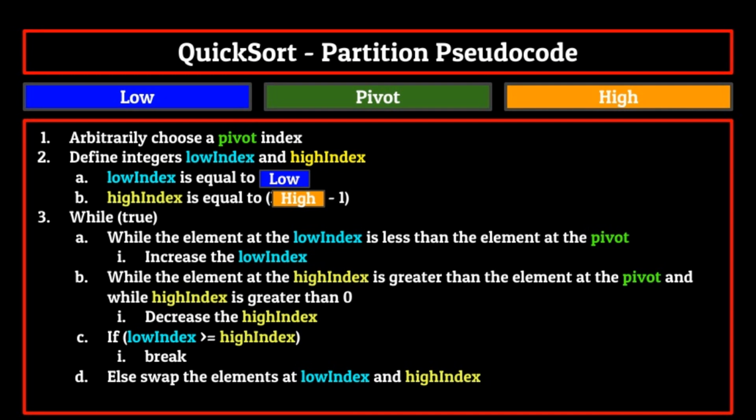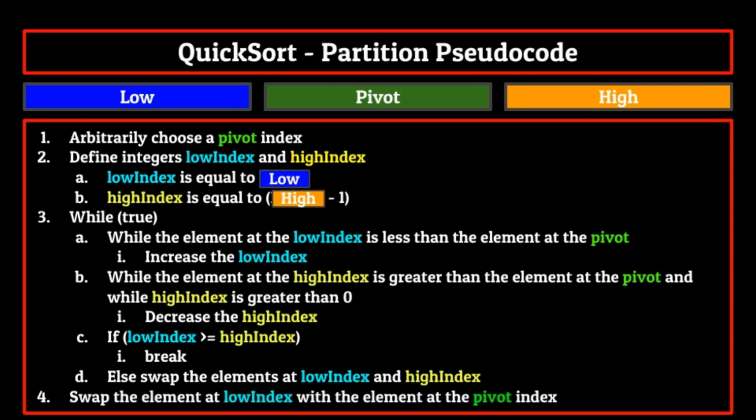Now, we have one final statement which ties the whole thing together. We first swap the element at the low index with the element at the pivot index. This is what completes our successful partition, as it does two things. First, it places the pivot in its correct spot in the list, satisfying our first condition for a successful partition. And second, it places the last element that's greater than the pivot on the high side of the partition.